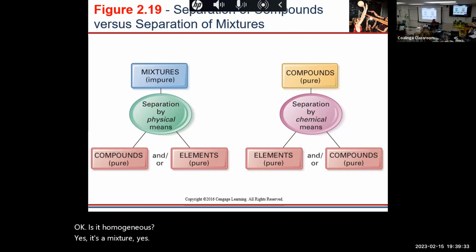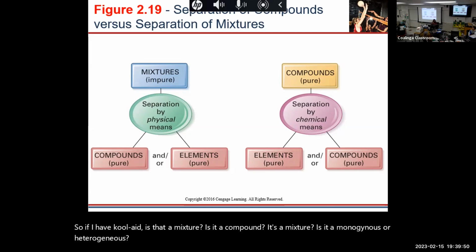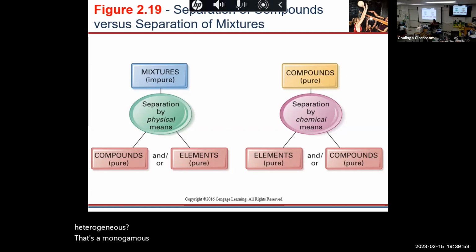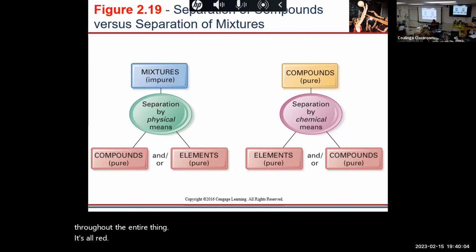If I have Kool-Aid, so we can all relate to Kool-Aid, is that a mixture or a compound? It's a mixture. Is it homogeneous or heterogeneous? Homogeneous, because it looks the same. That's right. The whole thing looks the same. If you looked at Kool-Aid, doesn't it look exactly the same throughout? It's all red. You put powder in the water, so you change the color. If you had blue Kool-Aid and you put the water in there, it's still going to be blue Kool-Aid.